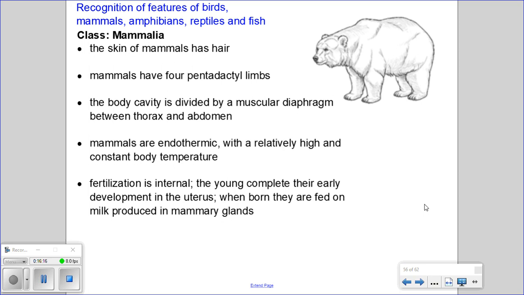Mammals are endothermic with a relatively high and constant body temperature. Fertilization is internal, and the young complete their early development in the uterus, and when born, they are fed on milk produced in mammary glands.